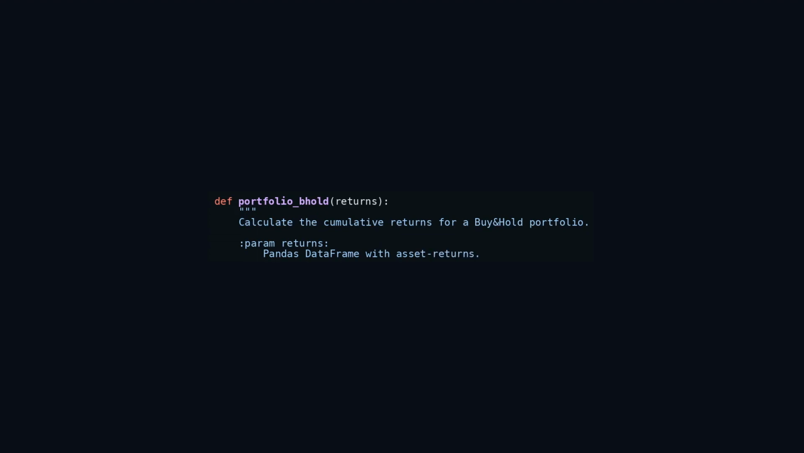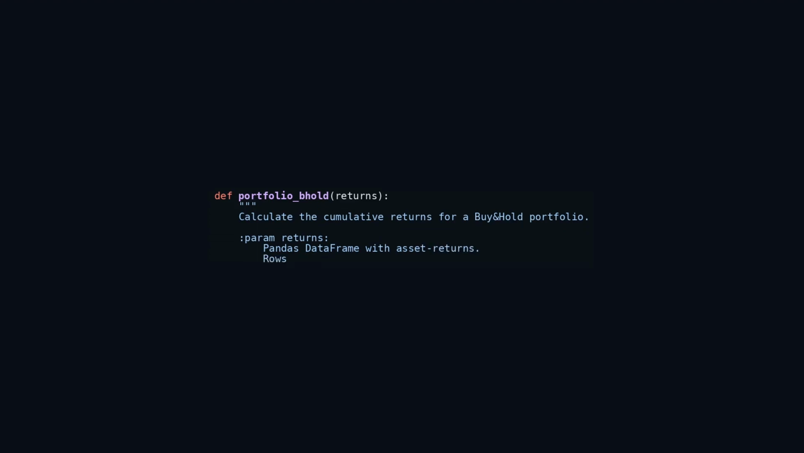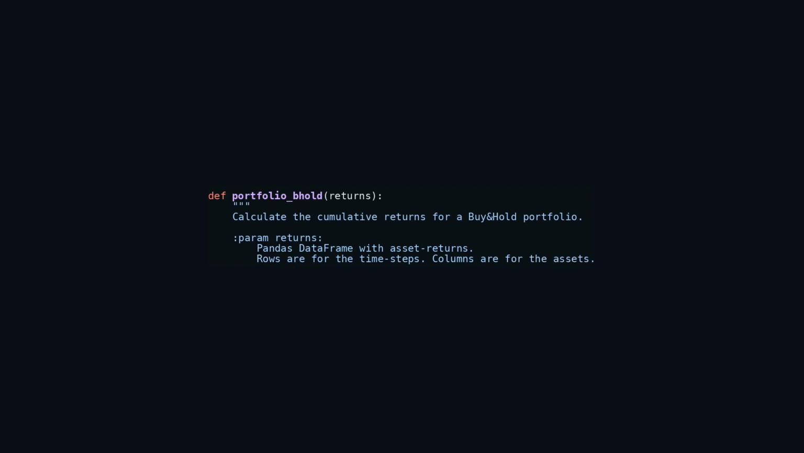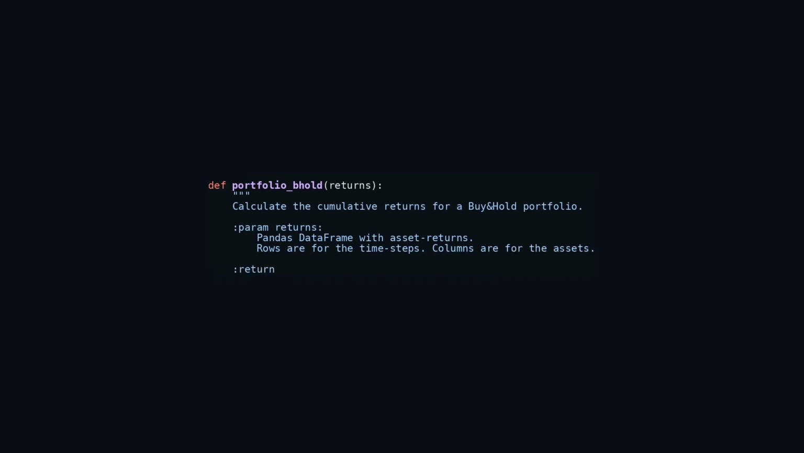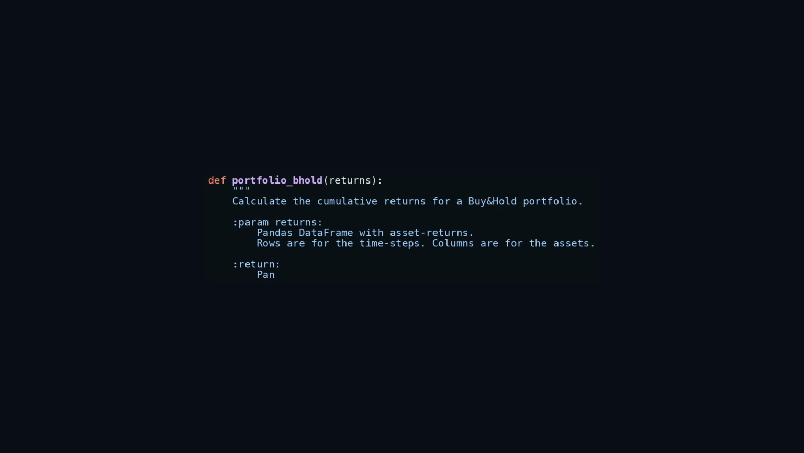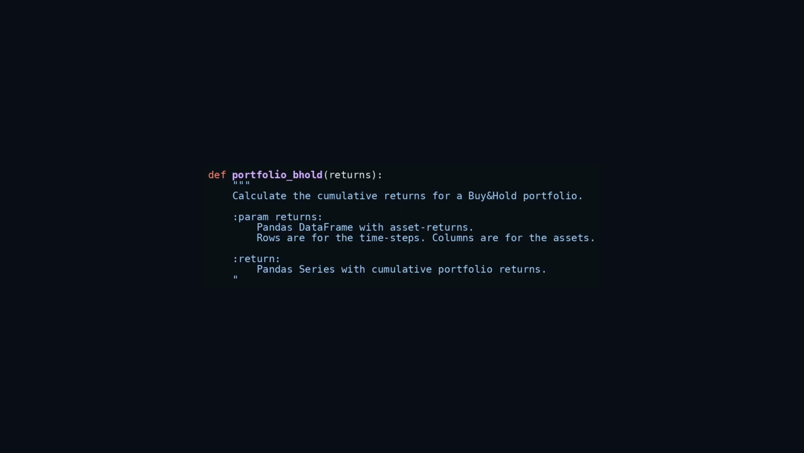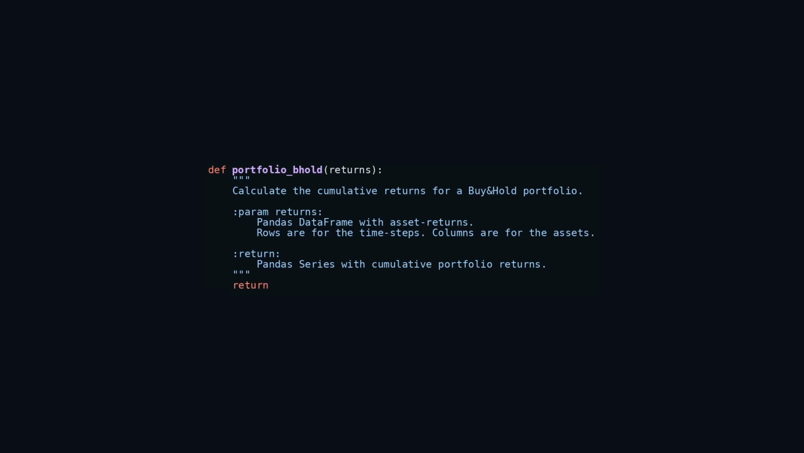Next, the function uses the immean method with taxonomy to calculate the average return across all assets at each time step. This means that for each row in the cumulative returns data frame, the function computes the average return across all assets. Finally, it returns a pandas series that represents the cumulative returns for the portfolio over time. This code is beneficial for analyzing the performance of a buy and hold strategy for a portfolio of assets over time. It helps in understanding how the portfolio value changes with respect to the initial investment and allows for comparison with alternative strategies.